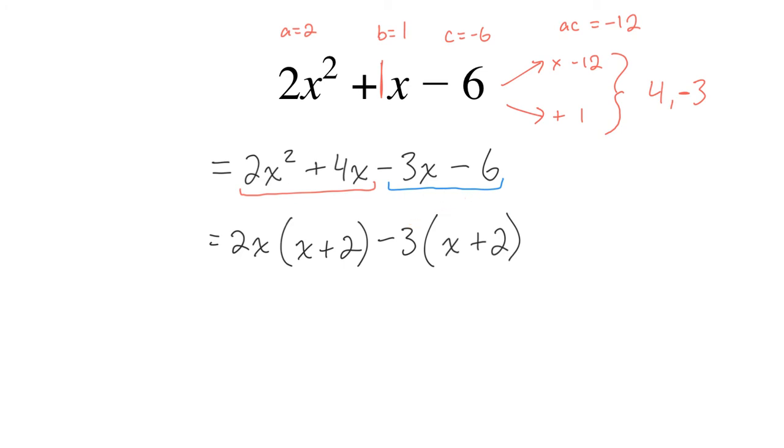So in the brackets, do we have the same binomial? Well, yes we do. We have an x plus 2 in each bracket, so we can pull that out. We can factor out that x plus 2. And when we do that, we're just going to be left with this 2x minus 3. So that's our second binomial. And there you have it. We are done. That expression is now factored.